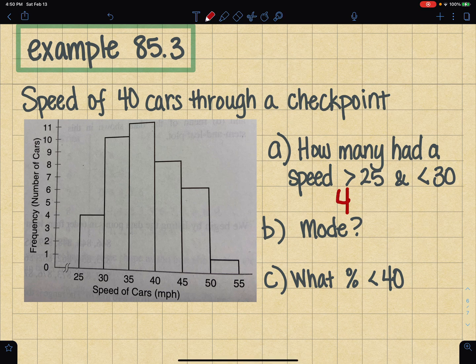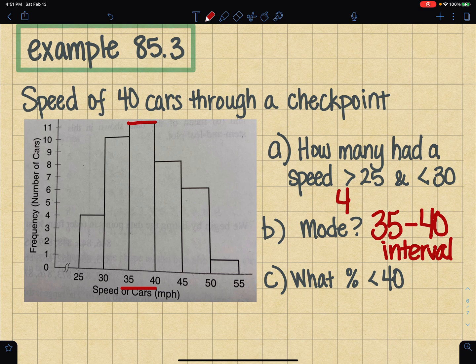Then they want to know what is the mode. And remember, the mode is the number that shows up the most often. And we don't know the exact numbers, but you can choose the mode based on the interval. You can say which interval was the most often. So between 35 and 40 has the highest point. So I can say the mode is from 35 to 40 interval. I can't be more specific than that, except that that's the highest point.